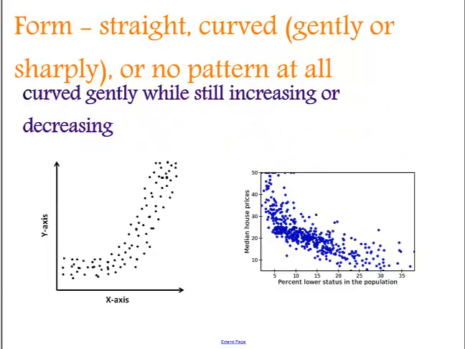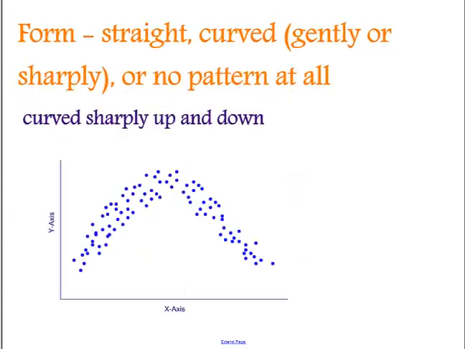The next one is when it's curved gently. It would curve gently while still increasing or decreasing. So this one is curving gently and it's increasing, and this one is curving gently and it is decreasing. Now, it could also curve sharply, up and down, or it could go down and up. So here we have one that is going up in this direction and then back down in this direction.